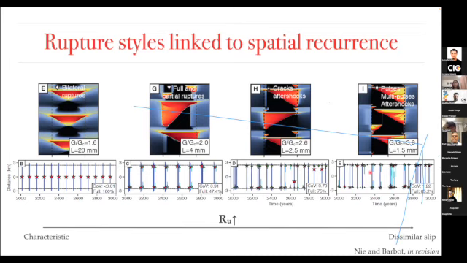And similar to the time recurrence, when we see an increase of RU, the spatial recurrence transitions from completely characteristic, meaning all ruptures are full ruptures with the same slip, to dissimilar slip. And here we have 65% of the ruptures being full ruptures, and we see a lot of them are partial ruptures.